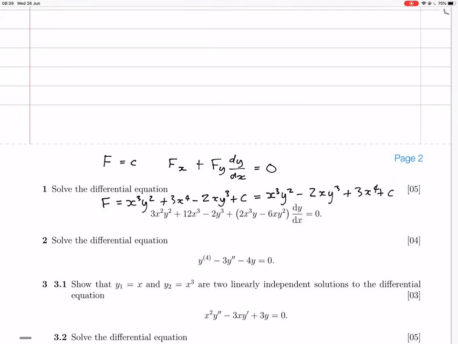Okay, so let's just do that neatly. Will we solve that in terms of y? No, that doesn't look nice to solve in terms of y. You have a y squared and a y cubed. Yeah, that's a cubic to solve in terms of y, so we'll just leave it as an implicit equation.